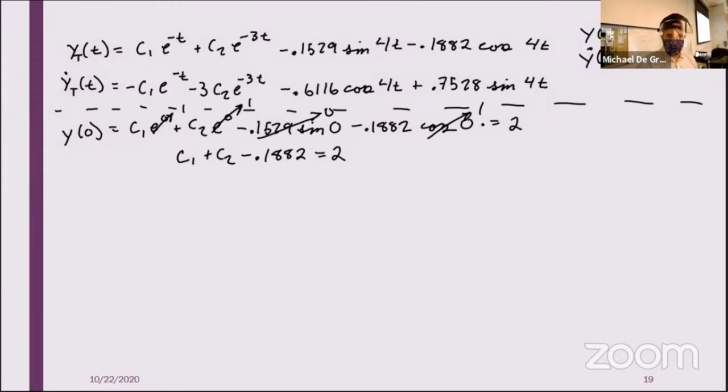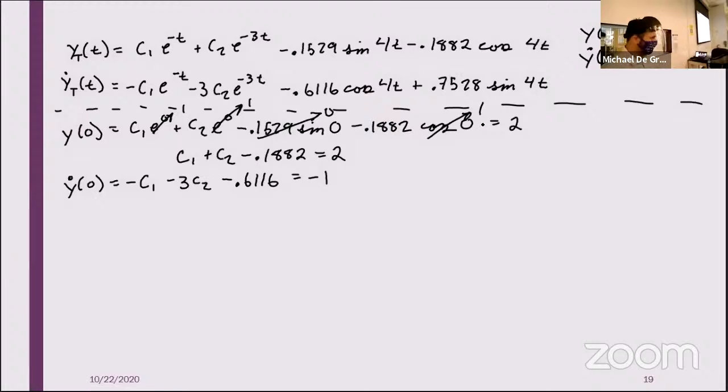I still need another equation, right? So let's evaluate our y dot equation. That's going to be negative C1, well, e to the 0 is 1, minus 3C2, well, e to the 0 is 1, minus 0.6116 cosine of 0 times 0. My cosine of 0 is 1, and the sine of 0 is 0 still. And this is equal to negative 1.